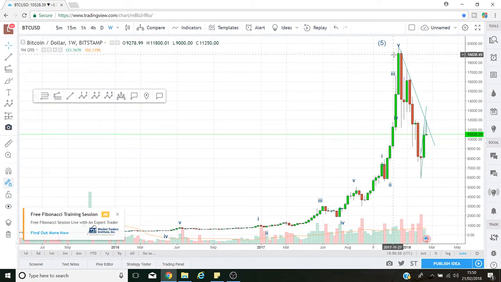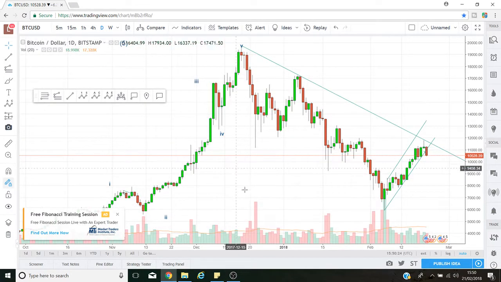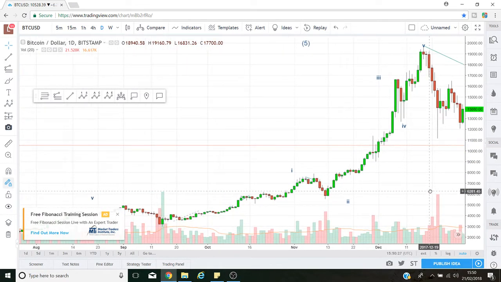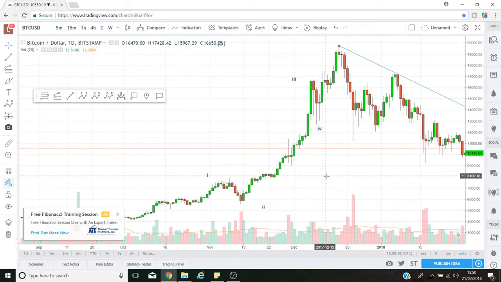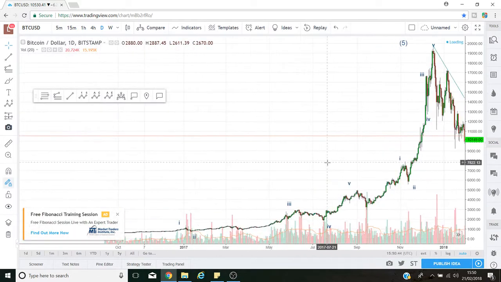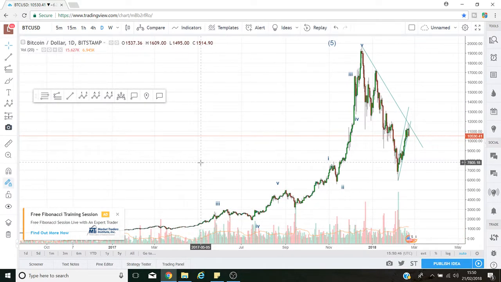Now because we're on the weekly chart, it's not very clear. Let me go on the daily chart so it's a bit more obvious. So this final leg here, so that's your wave 1, wave 2, wave 3, wave 4, wave 5. So that's why I believe wave 5 came to an end. The other reason I believe that is the correct count, look at the drop since then.